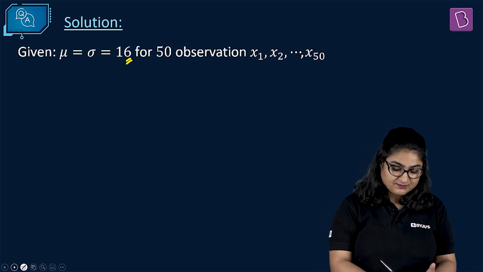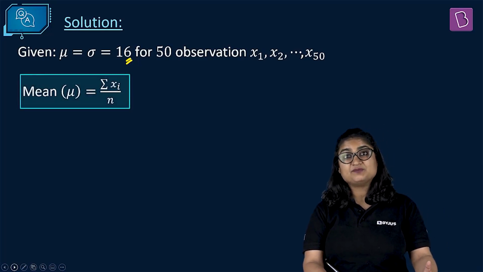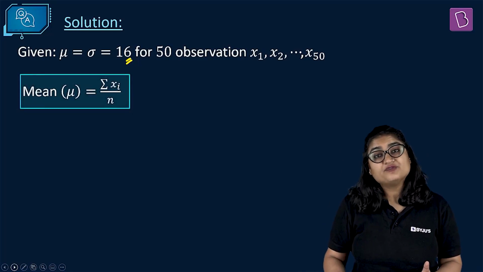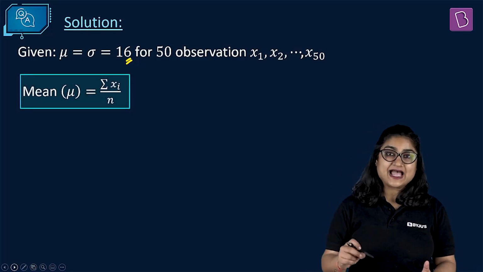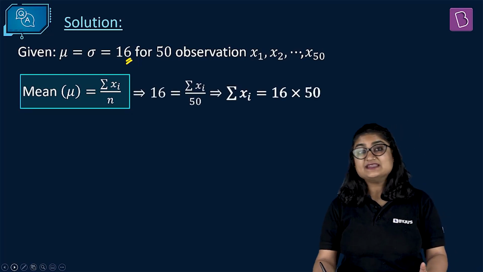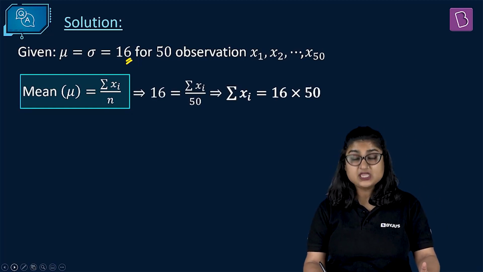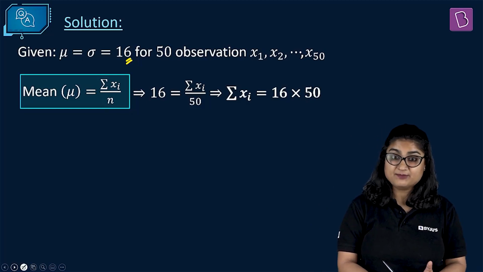Now we all know that mean is defined as summation of all the entries divided by the number of observations. Basically, mean is equal to sum of observations divided by the number of observations, and as given to us in the question, mean is equal to 16. So what we will get is 16 is equal to the sum of all observations divided by 50. From here we got the sum of all observations as 16 multiplied by 50.